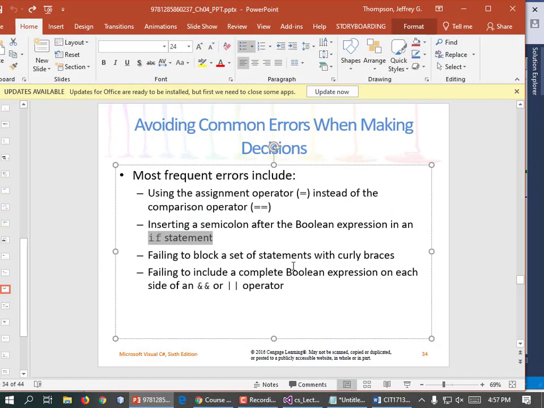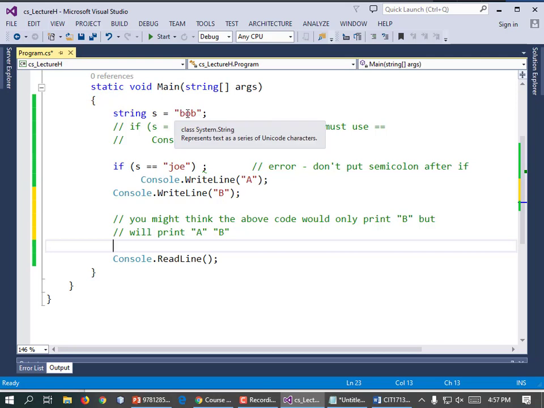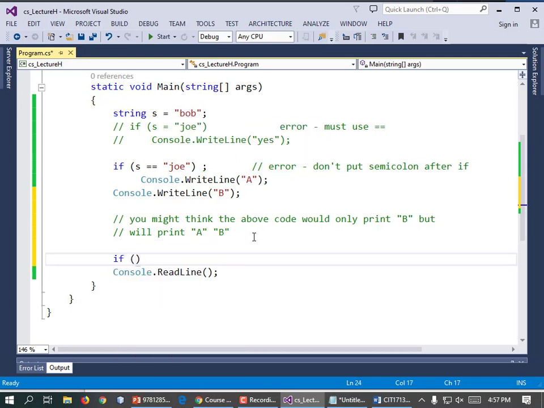Failure to include a complete Boolean expression on each side of and or. What does that mean? What if you want to check to see both uppercase and lowercase? Lots of people want to write it like this: if S equals quote, bob lowercase end quote, or... Looks great. Looks like great syntax. But it's not. Why? The things on either side of or have to be complete Boolean expressions.